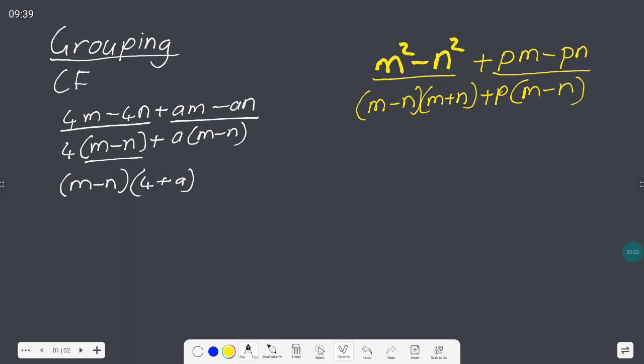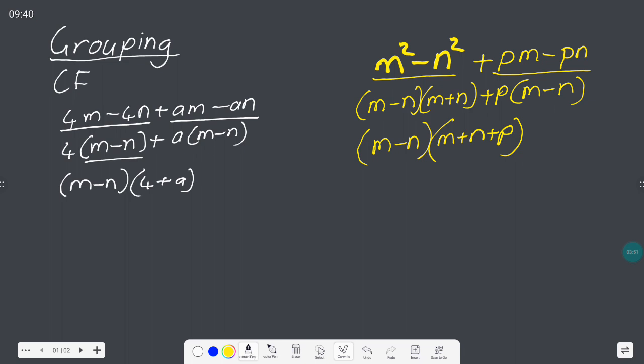Okay. Is there something in the two terms that I can take out common? I can take out m minus n. So I take out m minus n. What will I have left in my other bracket? I will have m plus n and plus b. And that is grouping.